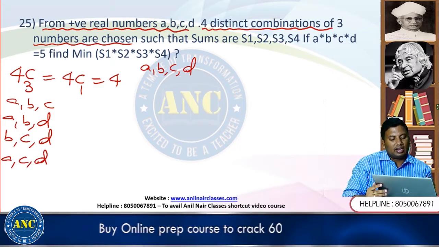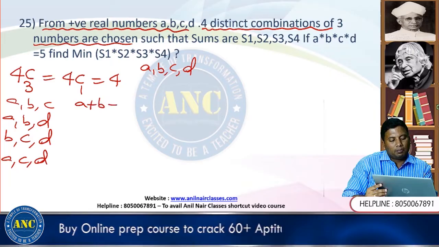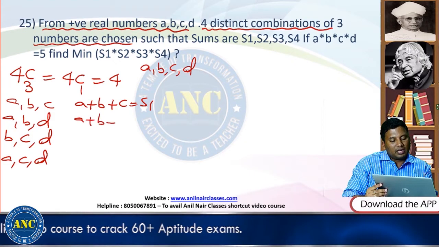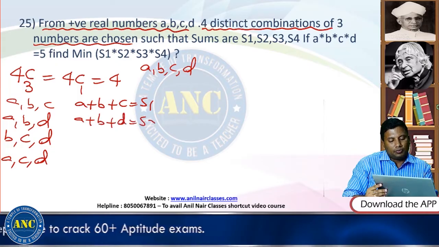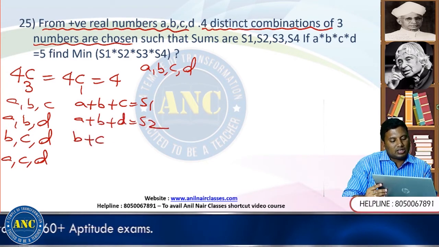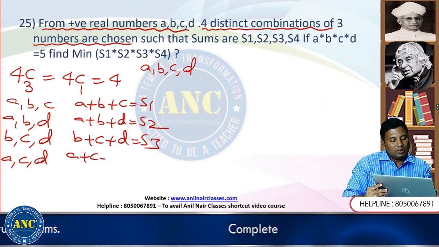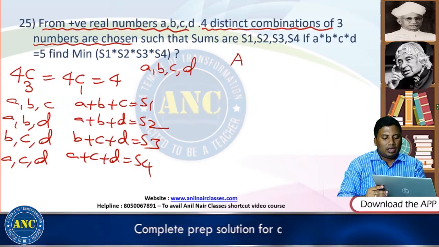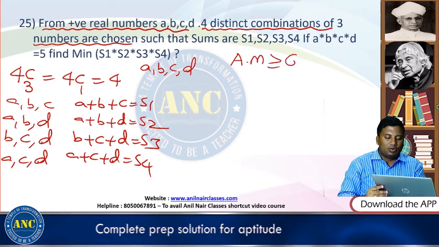The sums are S1: A plus B plus C is S1. A plus B plus D is S2. B plus C plus D is S3. A plus C plus D is S4. So now apply AM greater than or equivalent to GM.